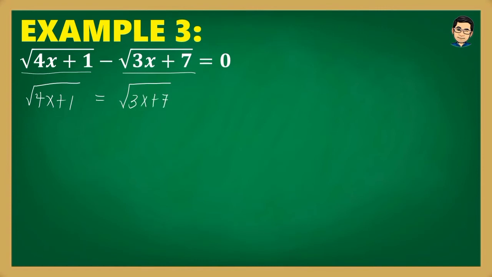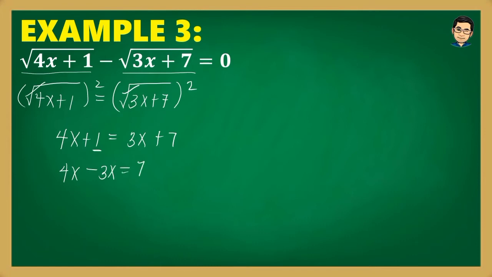Then we eliminate the radical using the index of our radical expression, which is 2. We will raise both sides of the equation by 2, and the radical sign is removed. It becomes 4x plus 1 is equal to 3x plus 7. Then we remove the positive 1 on the left side and bring it to the right side, and we remove the 3x on the right side and bring it to the left side. So it becomes 4x minus 3x is equal to 7 minus 1.